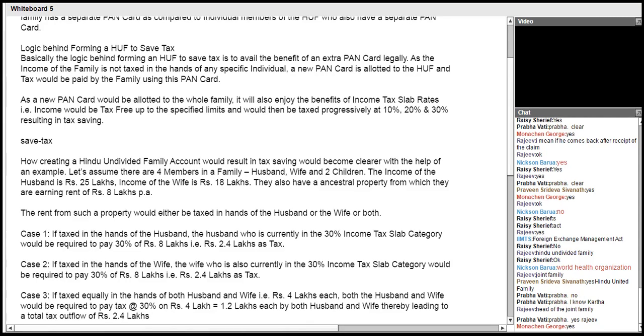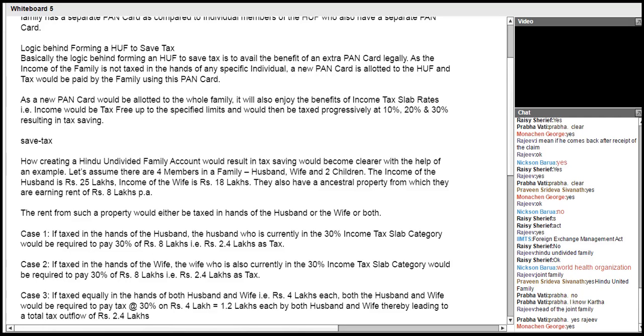The income of the husband is rupees 25 lakhs and the wife's is 18 lakhs. If the rent from such property would either be taxed in the hands of husband or wife, who would be the tax payable by? What in the hands of husband?